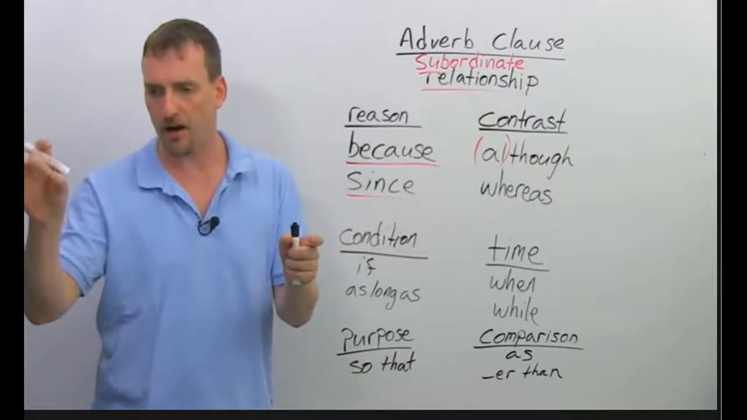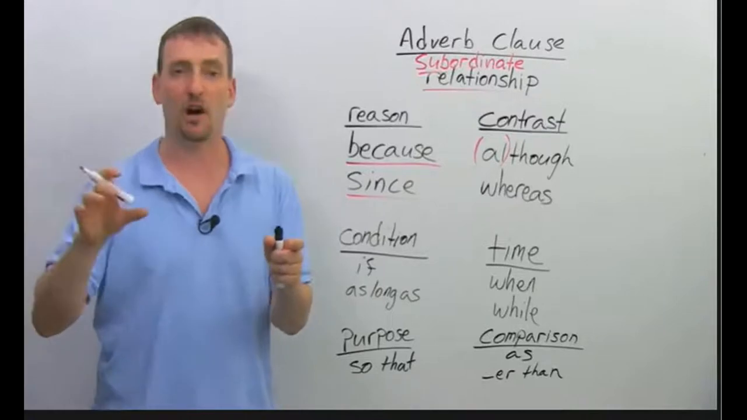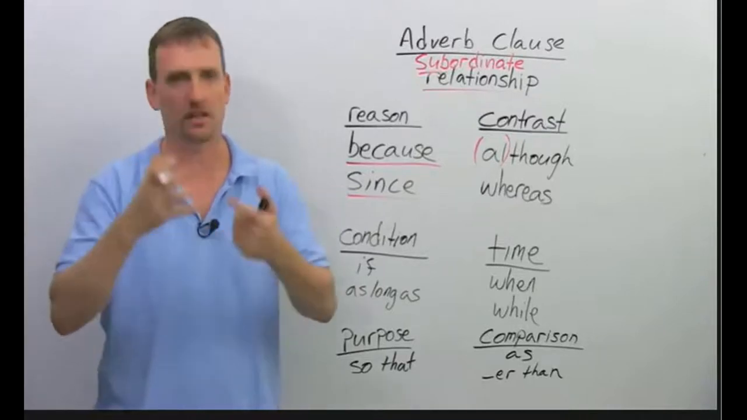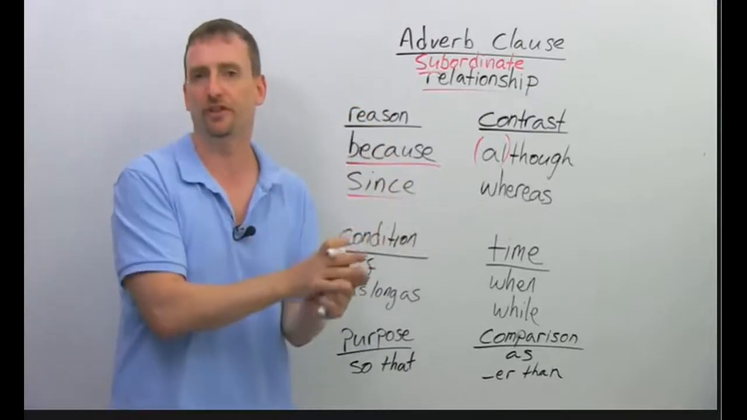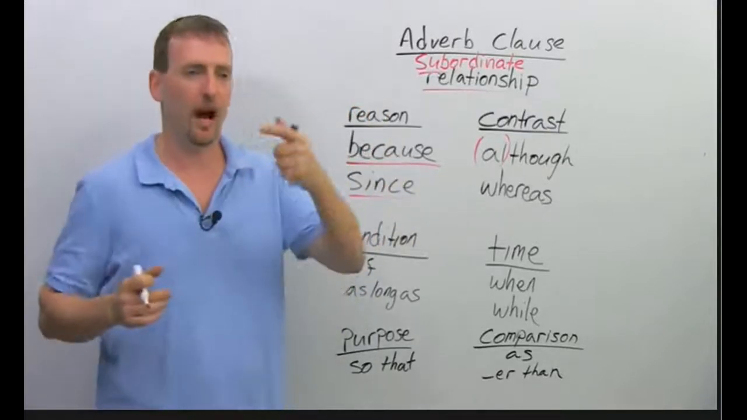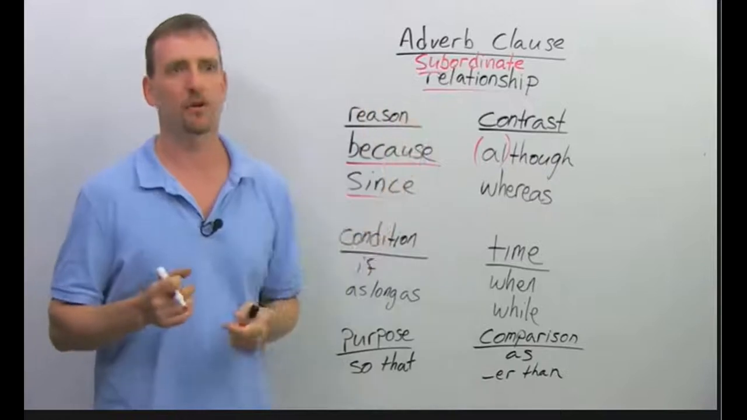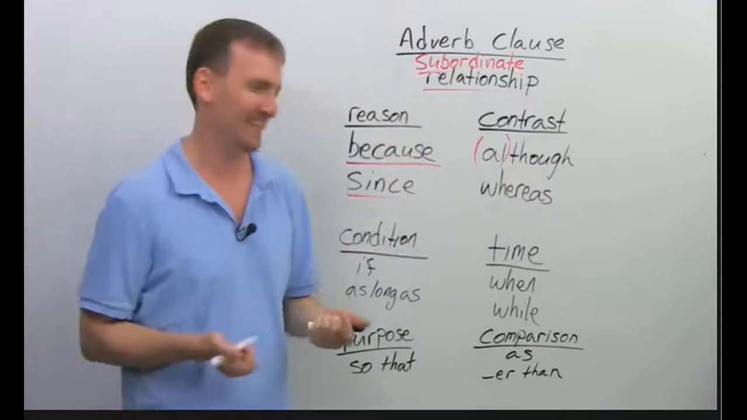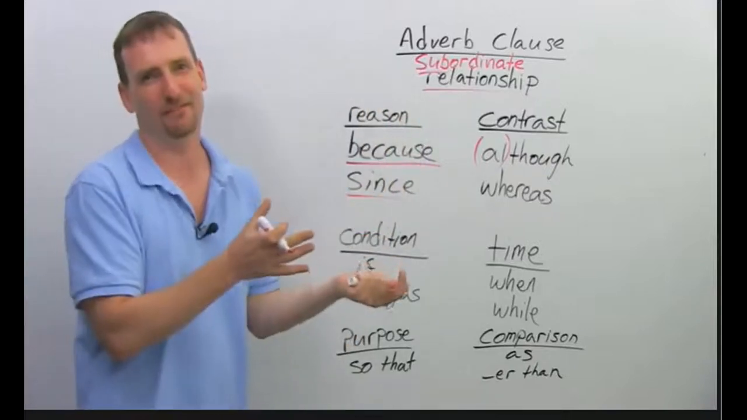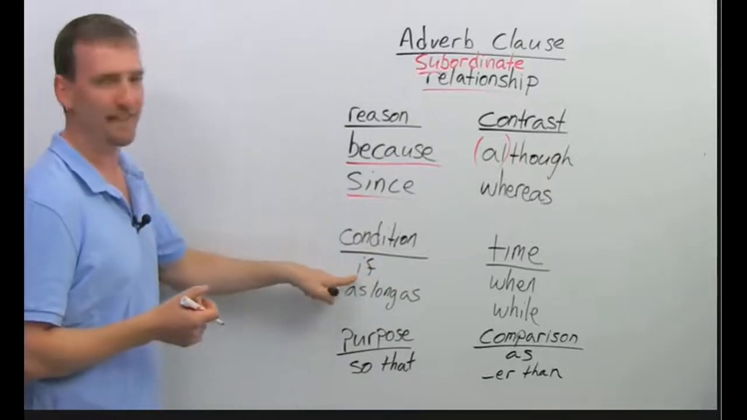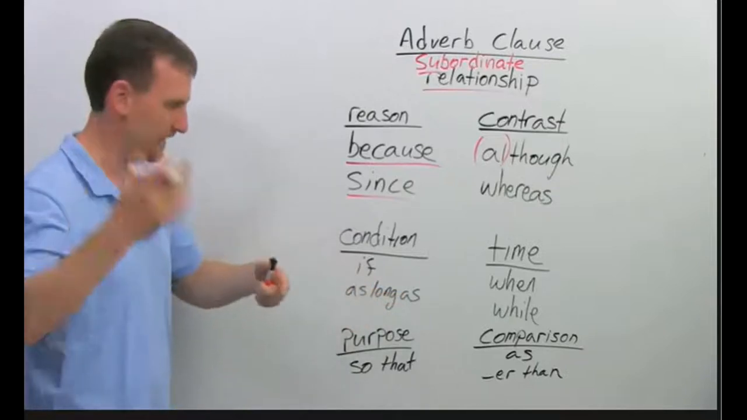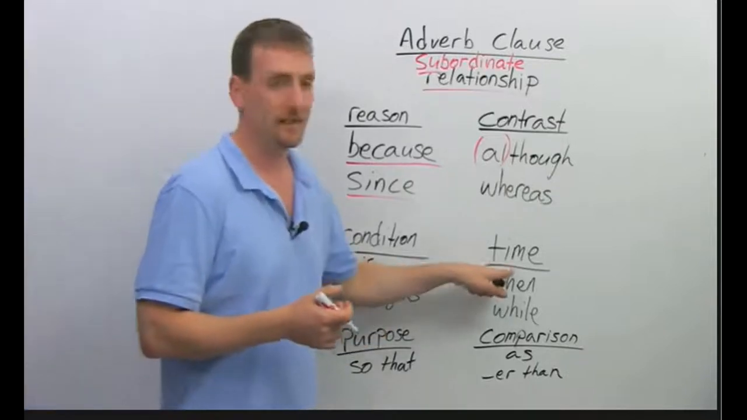Contrast, reason. Condition. Condition means one thing must be true for something else to be true. So for the part of the independent clause to be true, the situation, the action, the event, whatever, the condition must first be true. If I were a rich man, I would buy a Lamborghini. But even though I am a rich man, although I'm a rich man, I can't afford one. So we use if, as long as. Again, there are others.